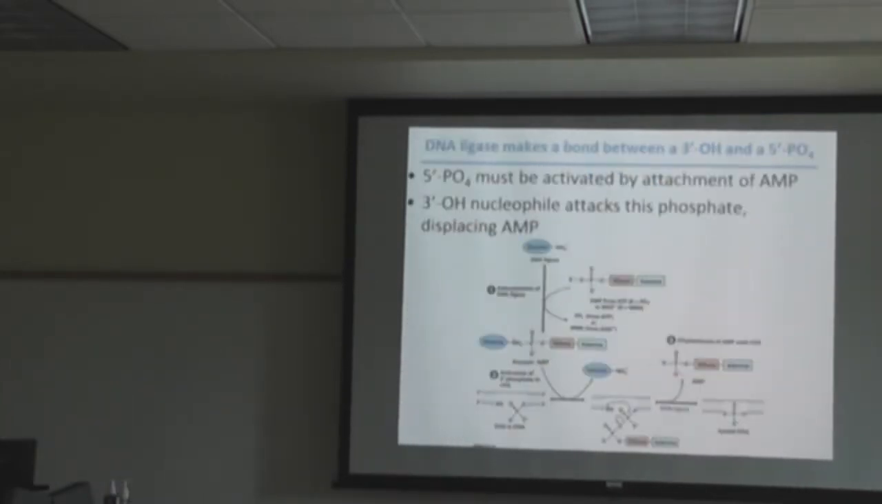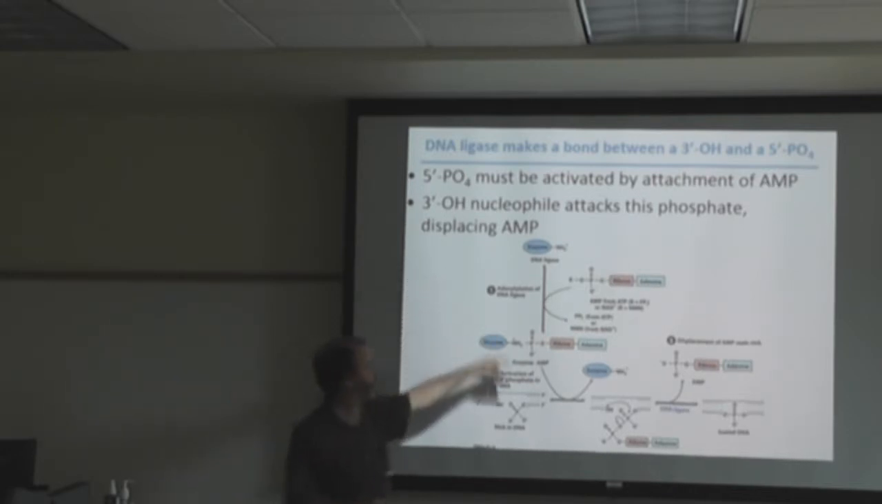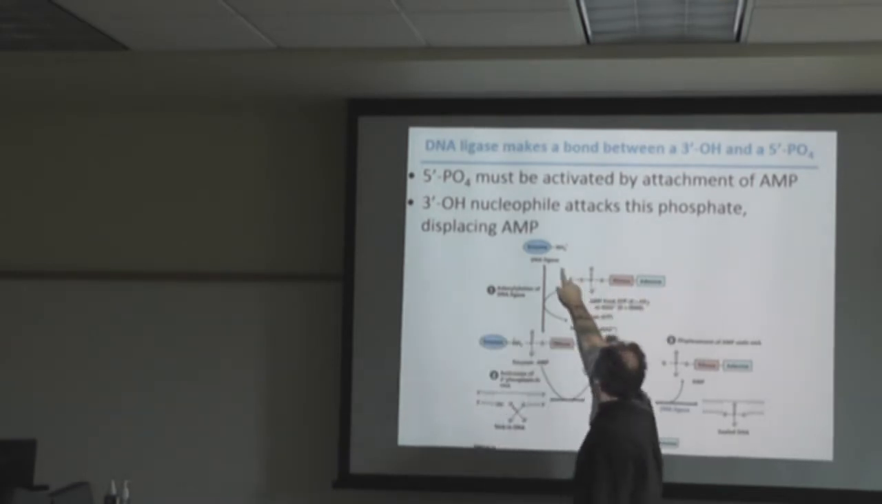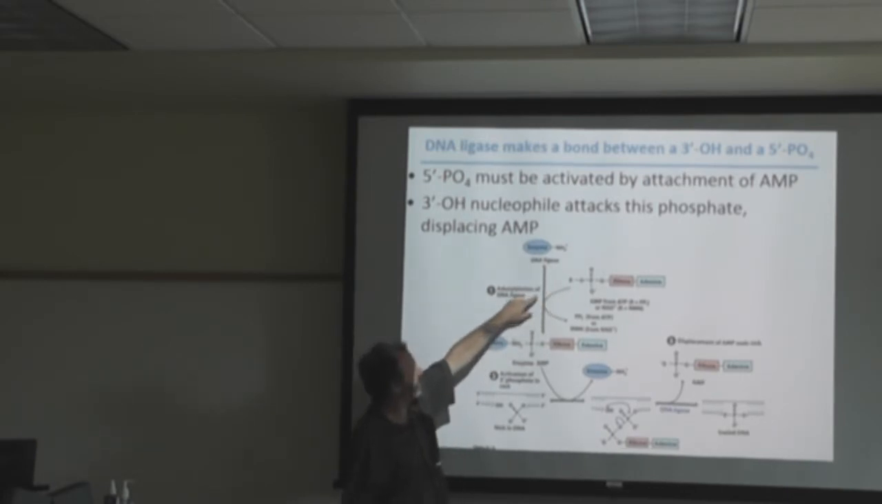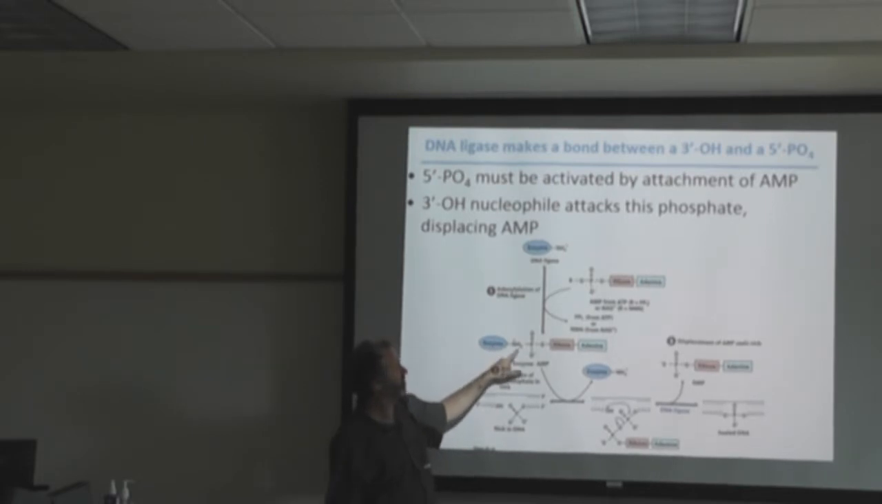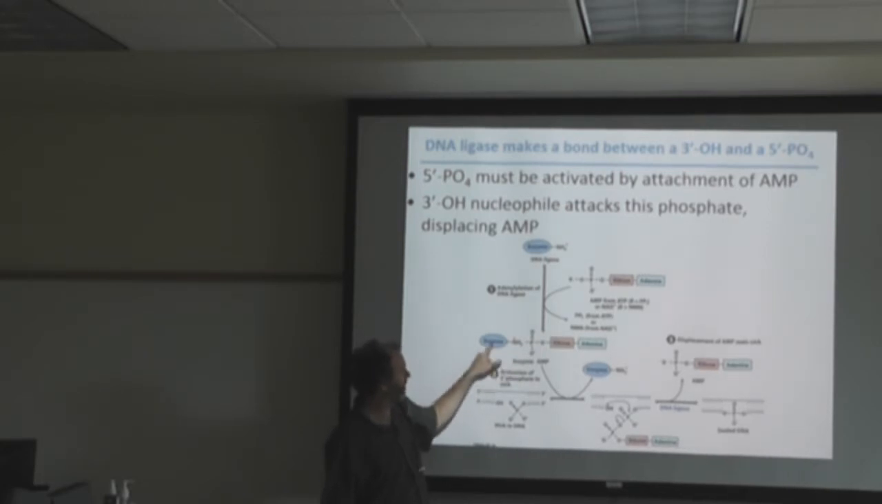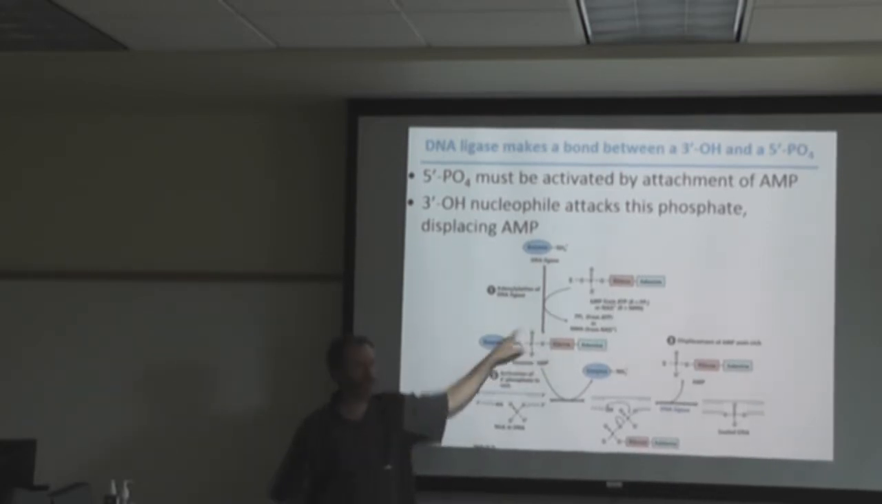So how does DNA ligase work? The 5' phosphate group must be activated by attachment of an AMP. The 3' hydroxy acts as a nucleophile and attacks that phosphate, displacing the AMP. So here you have AMP, the enzyme DNA ligase. ATP comes in and basically adenylates the amine group on the DNA ligase. So you have an AMP then, so it's like an activated AMP.